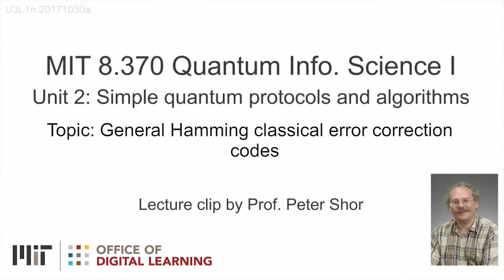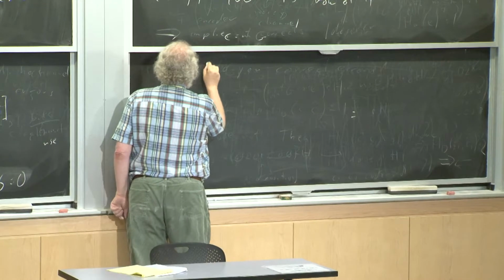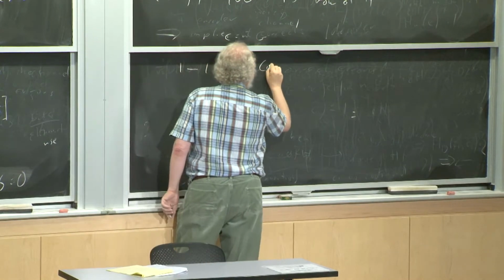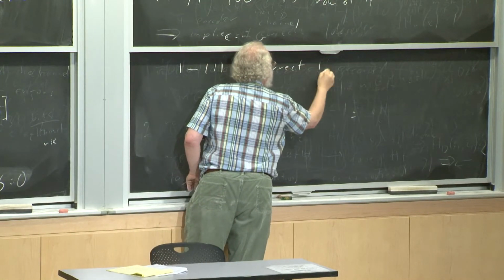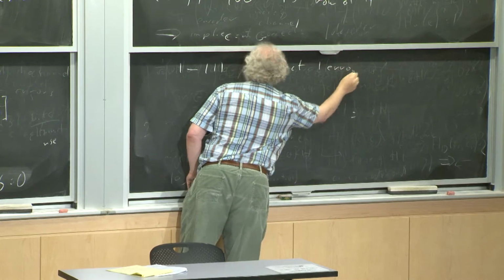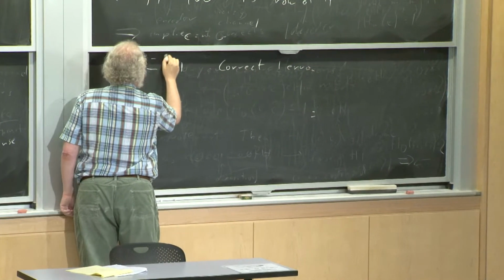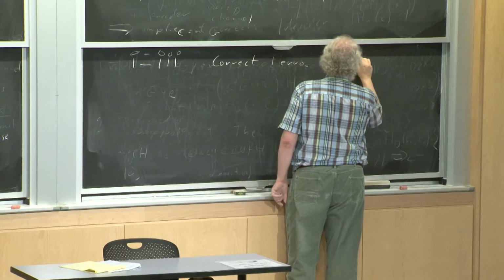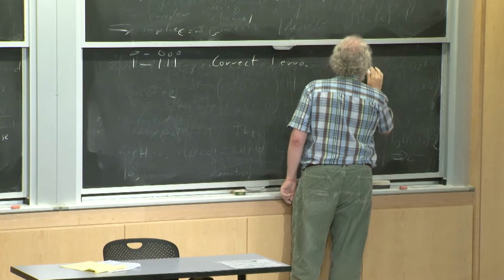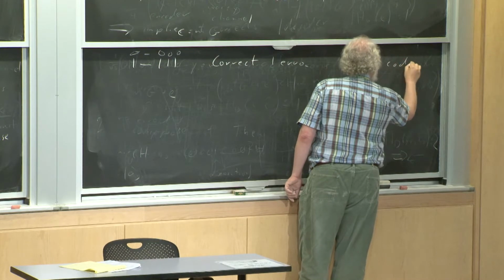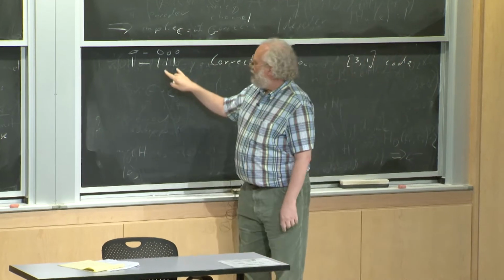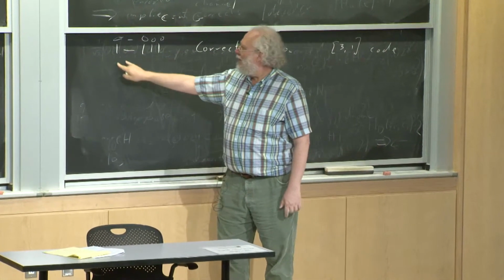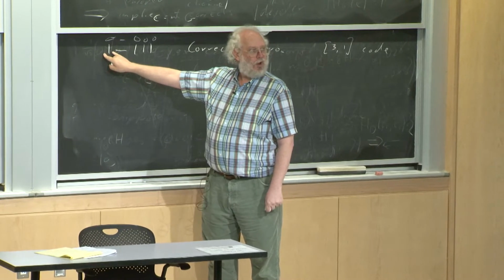Okay, so how do general Hamming codes work? You can map 1 to 1, 1, 1, correct 1 error, and 0 to 0, 0, 0. And this is called a 3, 1 code because the code words are length 3 and the message is 1 bit.